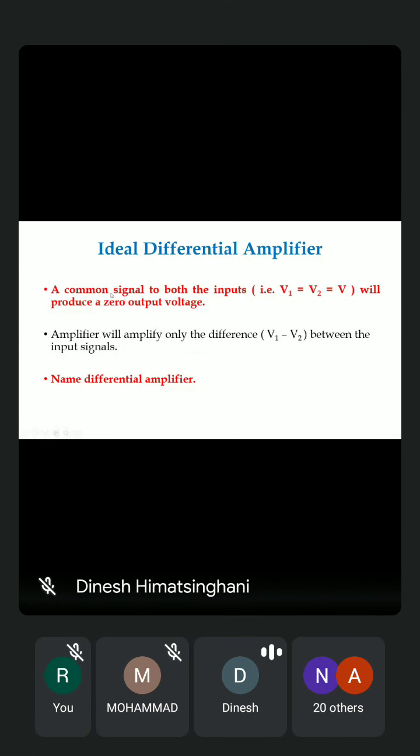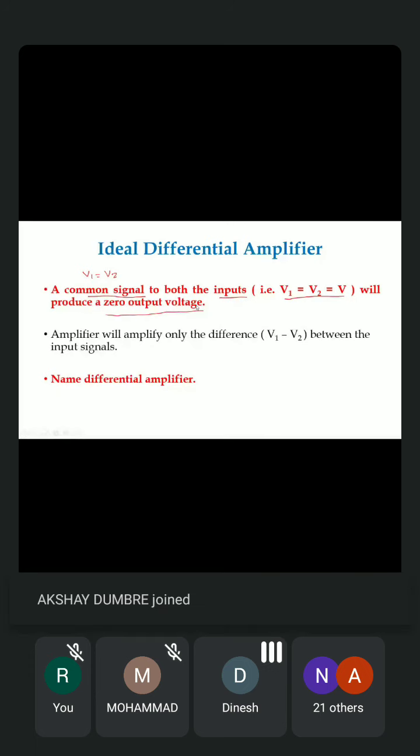Okay, what do you mean by this word common signal? The word common signal means V1 is equal to V2. That means if a common signal is applied to the inputs, in other words, V1 is equal to V2 is equal to V, the output will be 0. So look at this word, a common signal, which in other words is if V1 is equal to V2 is equal to V, if a common signal is applied to both the inputs of the differential amplifier, the output of a differential amplifier will be a 0 output voltage.